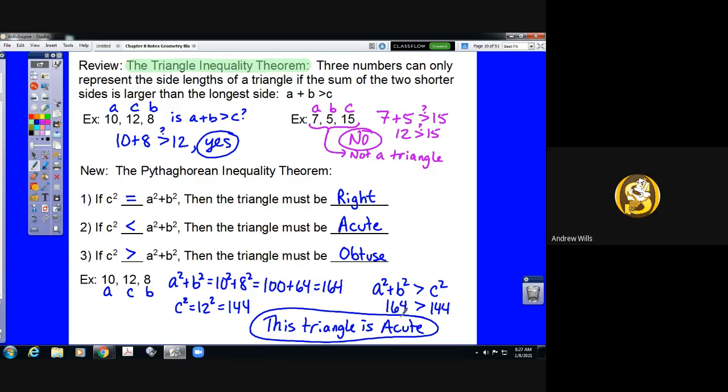So again, if c squared is equal to a squared plus b squared, it's a right triangle. If c squared is smaller than a squared plus b squared, it is acute. And if c squared is bigger than a squared plus b squared, it is obtuse. So let's take a look at a couple more examples here and see where we get.